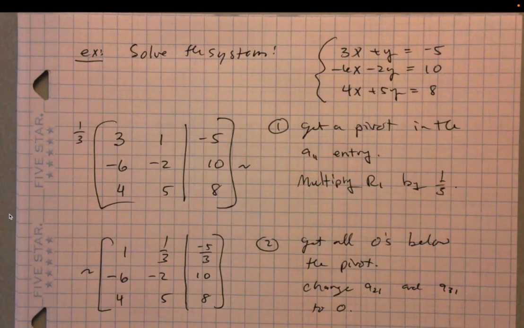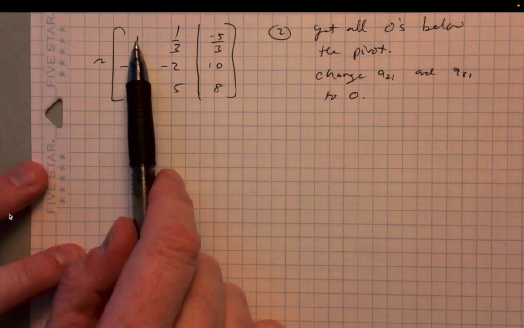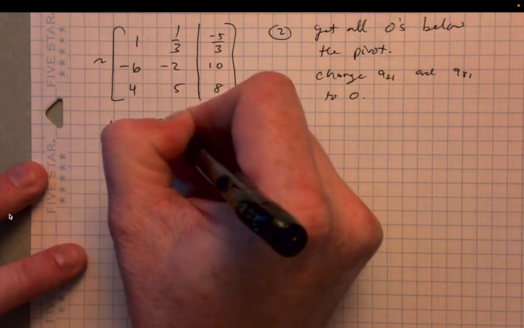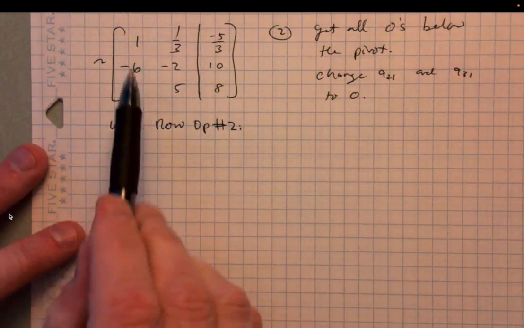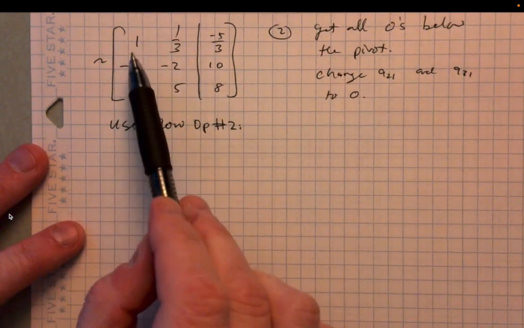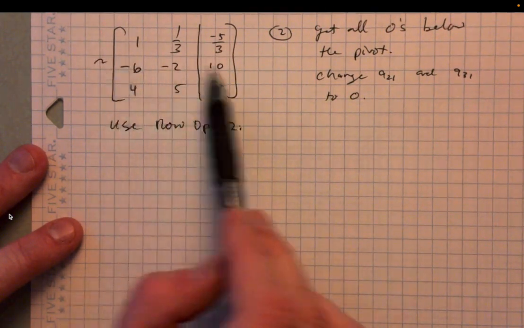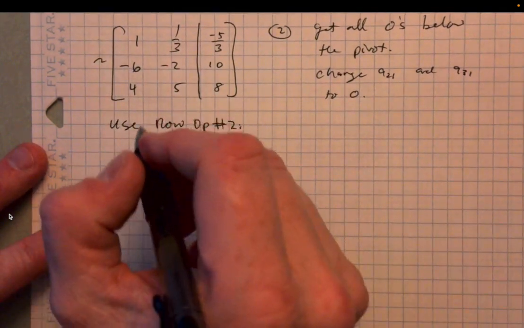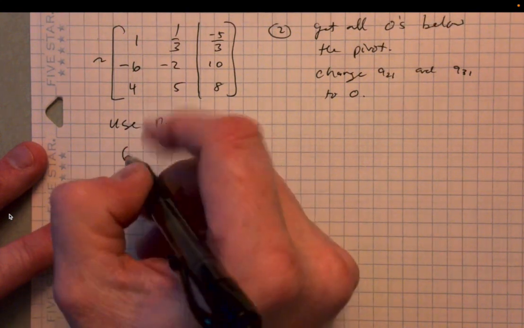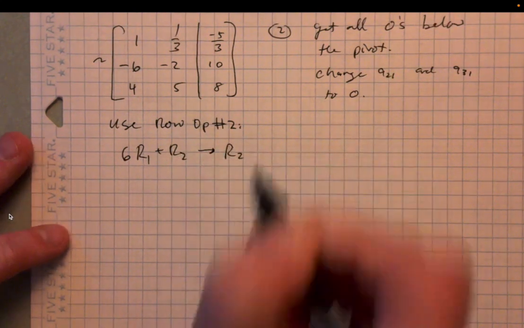Now how are we going to do that? How are we going to make this a 0? Well, I've got a 1 right above it, so I'm going to use row operation 2, and I have to do it twice. The first time, I'm going to multiply row 1 by 6 and then add it to row 2. So that'll be positive 6 plus negative 6, and that'll make that a 0, won't it? So you can write that down: 6 times row 1 plus row 2. That's going to be my new row 2.